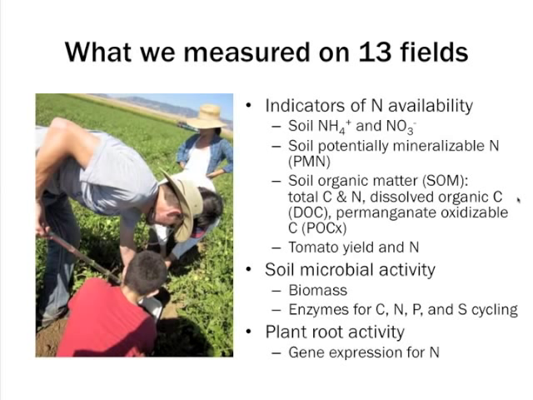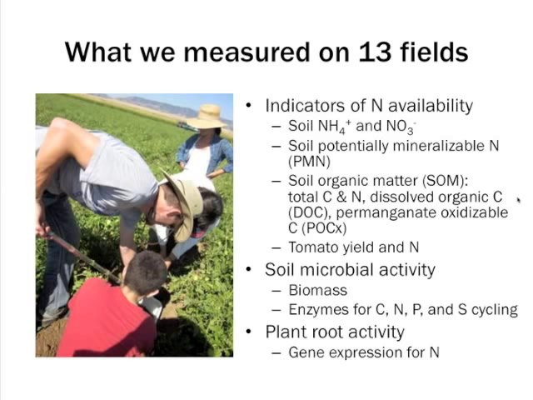Our measurements on these 13 fields focused first on indicators of nitrogen availability. And you may be familiar with some of these measurements. They're typically measured in agricultural systems. For instance, soil ammonium and nitrate, or the plant available forms of nitrogen. We also looked at soil potentially mineralizable nitrogen, which is an estimate of the amount of organic nitrogen that can be easily mineralized by microbes, or in other words, that can be easily made available to plants.